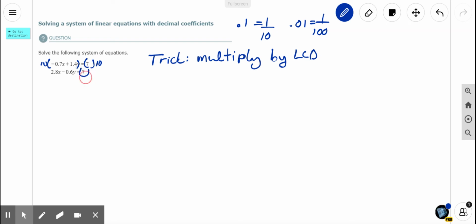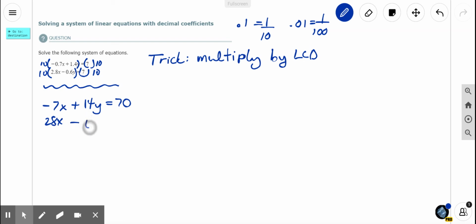And same thing here, by 10, by 10. And look what happens. Squiggly line to show. I get negative 7x because I move over the decimal one place. 14y equals 70. Don't forget to multiply the right-hand side. 28x minus 6y equals 70.